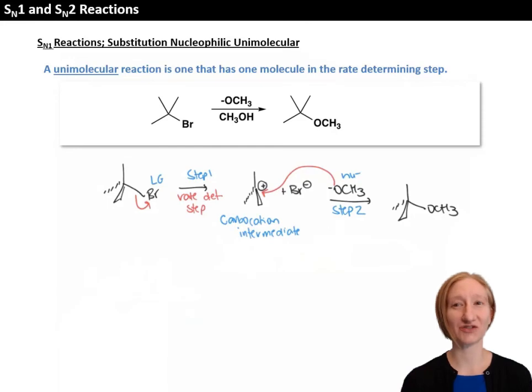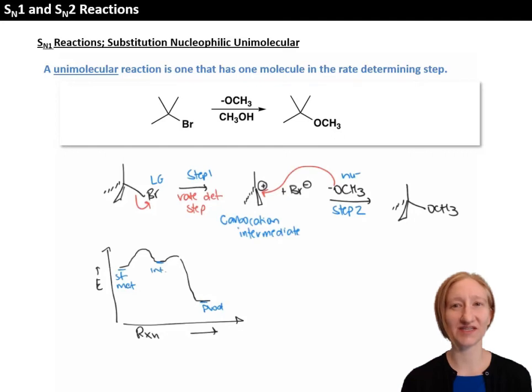The unimolecular nature of the reaction is apparent again in the reaction coordinate diagram. The reaction begins with the reactants. The energy increases as they approach the first transition state, and then the energy decreases slightly as the intermediate forms. The energy then increases again as the second transition state is approached, and then the energy of the system decreases as it moves toward products. Of note here is that the second transition state is lower in energy than the first transition state. That means that the first step of the reaction is the slow step, or the rate determining step of the reaction.